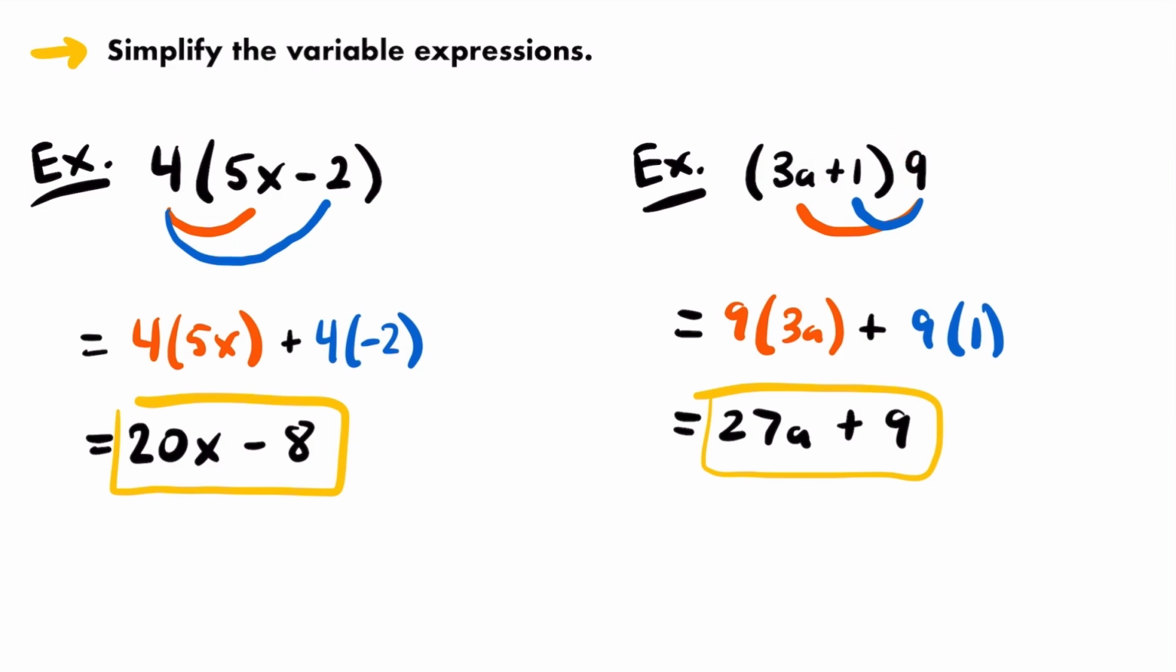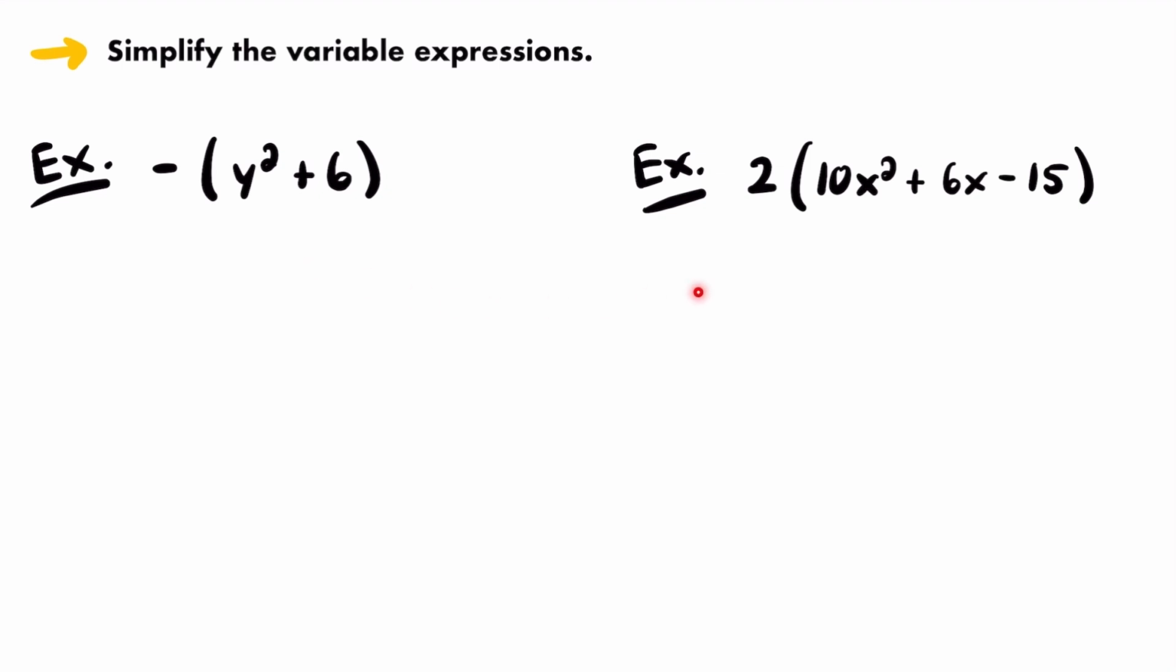Okay, let's take a look at some more examples. Next up, we have these two. Let's start with this one over here. We have the negative quantity of y squared plus 6. Another way that you could view this is that we have negative 1 multiplied by that quantity of y squared plus 6. So that's really what's going on here.